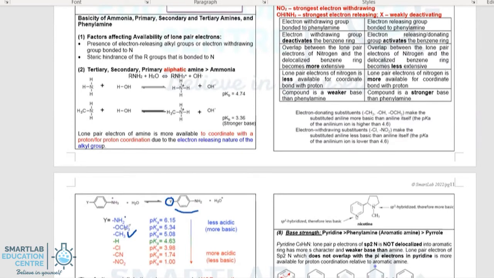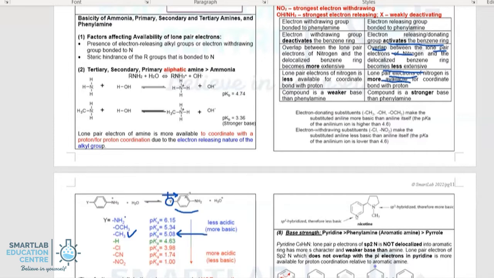Let's consider now the methyl group, which is a ring activator. If it activates the benzene ring, it means that the overlap between the lone pair electrons of nitrogen and the delocalized pi electrons becomes less extensive. Therefore, the lone pair electrons of nitrogen are now more available for proton coordination. Therefore, we expect methyl phenylamine to be a stronger base than phenylamine.